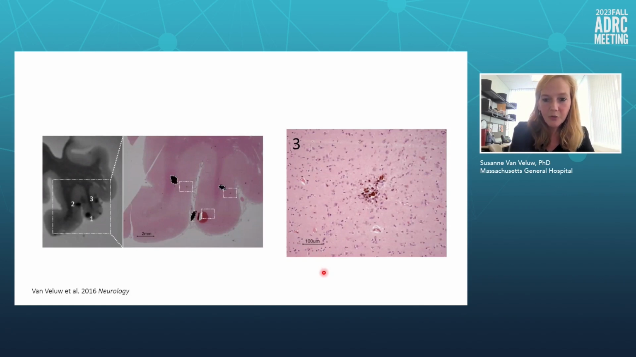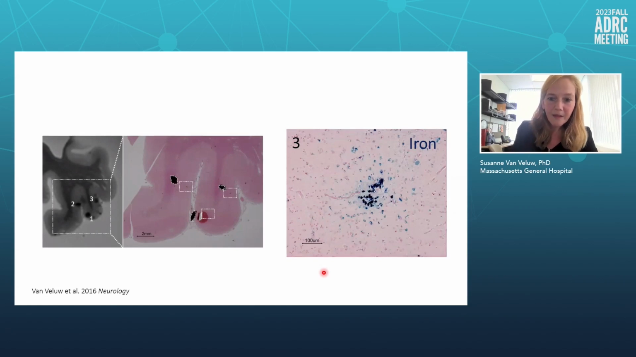And this is due to the so-called blooming effect related to the iron content of these microbleeds. Because of the blood breakdown process and the release of iron, we can see these microbleeds quite well with imaging, even though they're very hard to see on routine neuropathology.